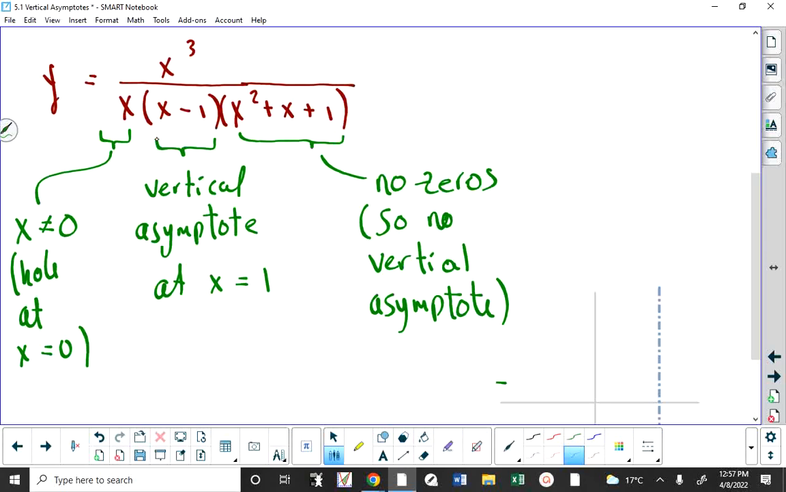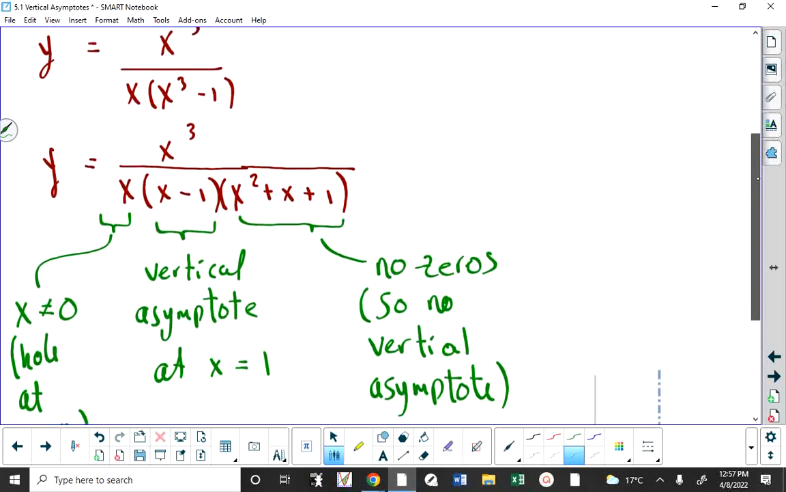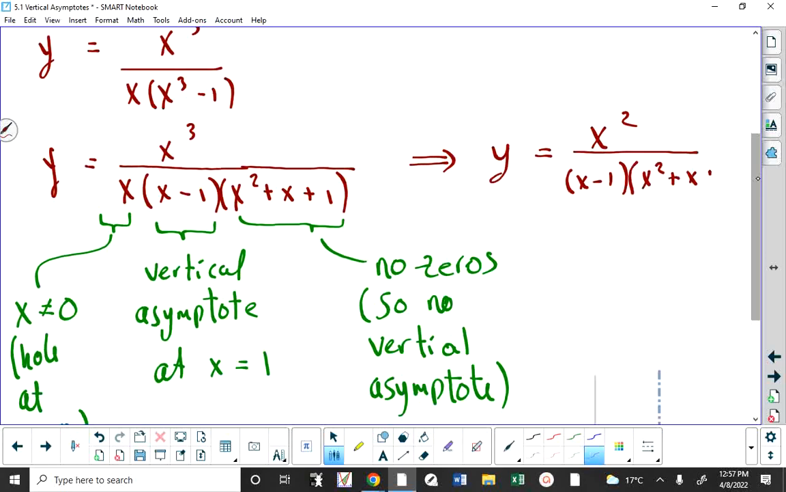Okay. And now I kind of struggle with this in teaching calculus in saying, dude, does it really matter if we cancel one of those x's? I mean, we could cancel it. I could write, instead of having that function that I have in factored form, I could write y equals x squared over x minus 1 times x squared plus x plus 1.